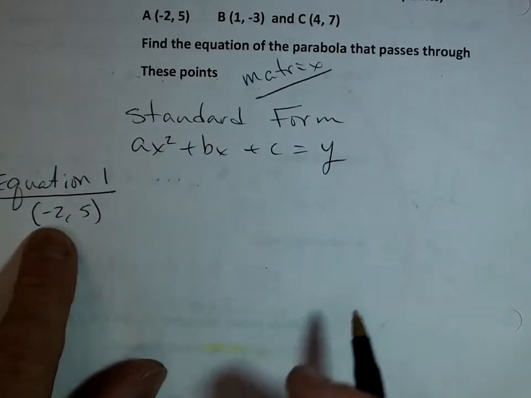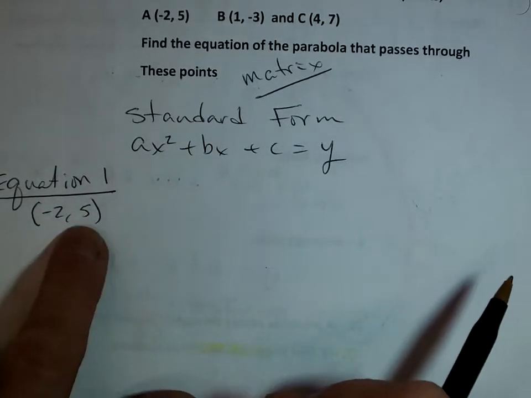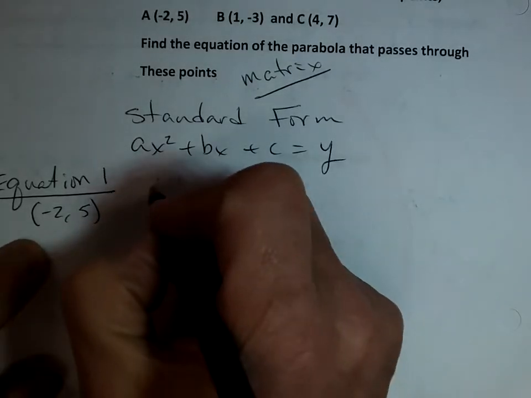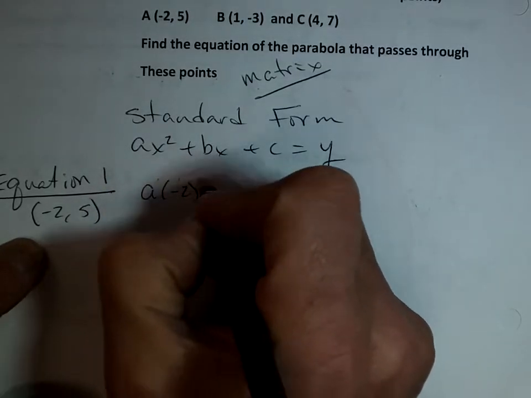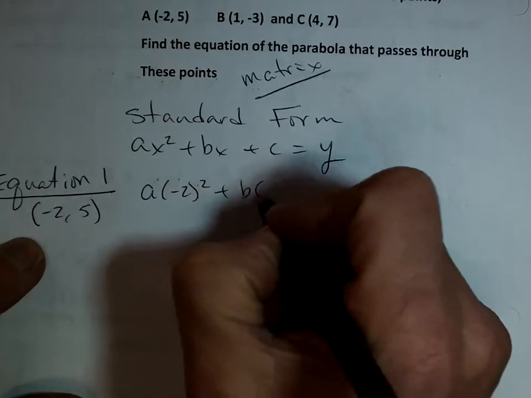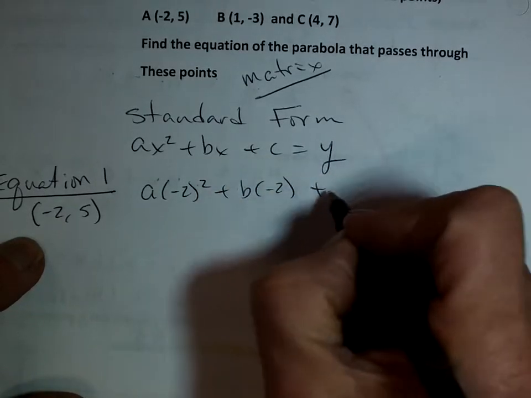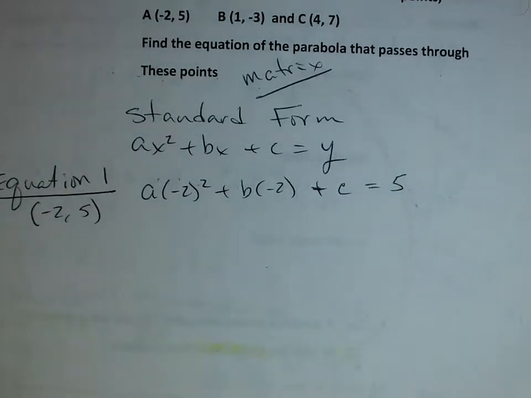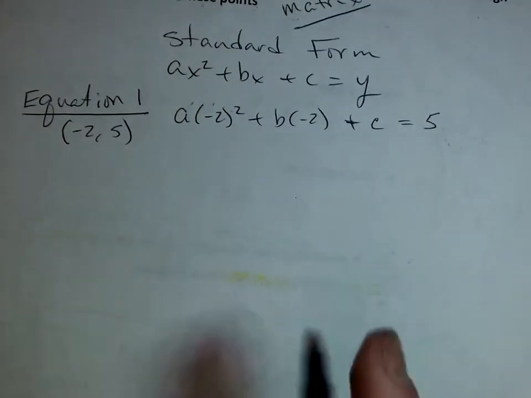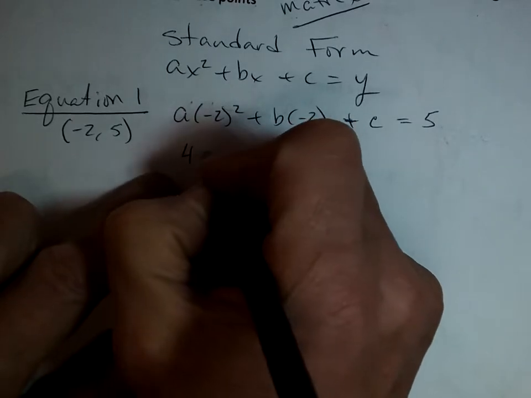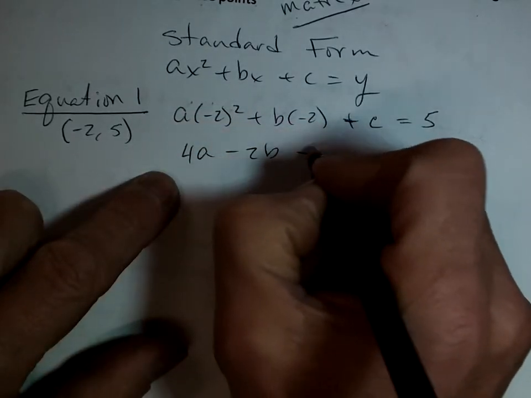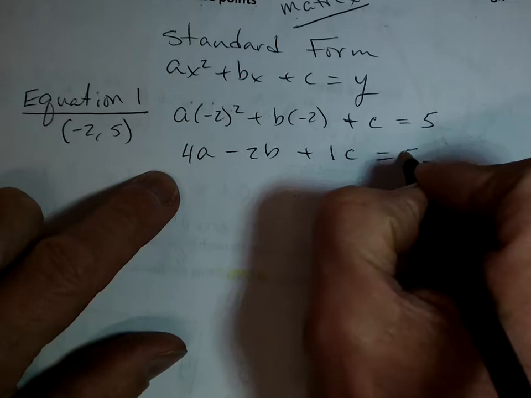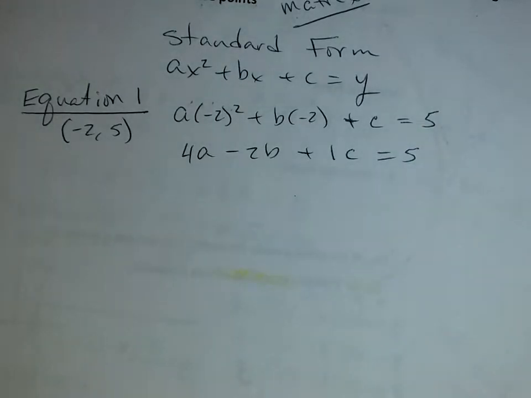Negative 2 is an x value. 5 is a y value. So we're going to go a times negative 2 squared plus b times negative 2 plus c equals 5. That's all I did. I'm going to make 3 equations so that I can use a 3 by 3 matrix. So I plugged in my negative 2. So equation 1 is going to be 4a minus 2b plus 1c equals 5.